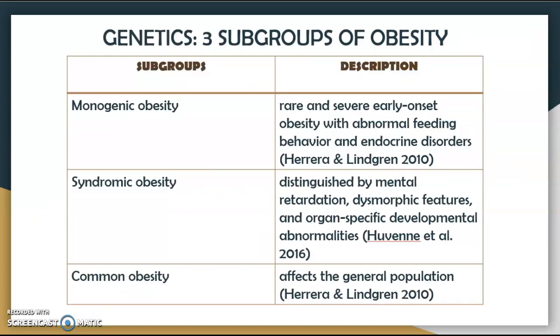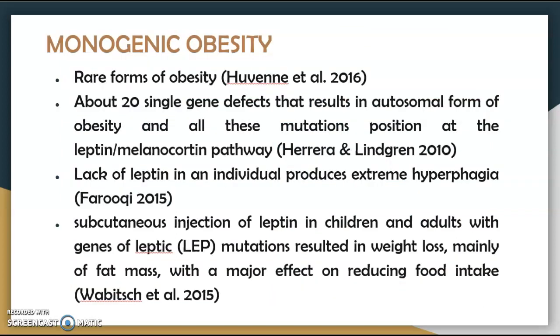In terms of genetics, obesity can be divided into 3 subgroups. The first one is monogenic obesity, which is rare and severe early onset obesity with abnormal feeding behavior and endocrine disorders. Next is syndromic obesity. In this kind of obesity, clinically obese subjects are additionally distinguished by mental retardation, dysmorphic features, and organ-specific developmental abnormalities. Lastly, common obesity, which affects the general population.